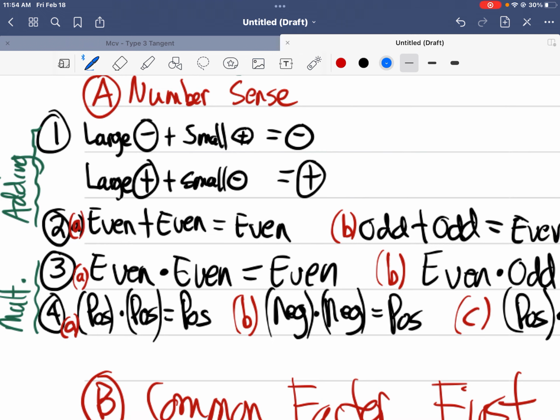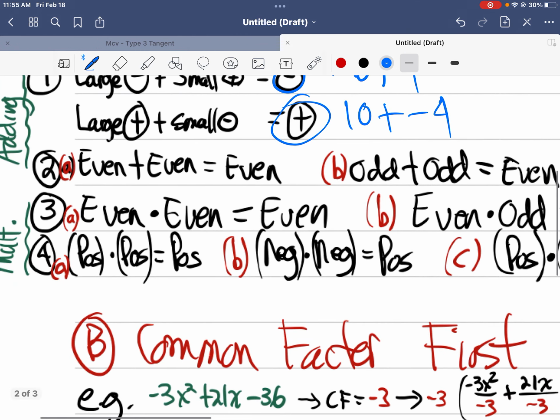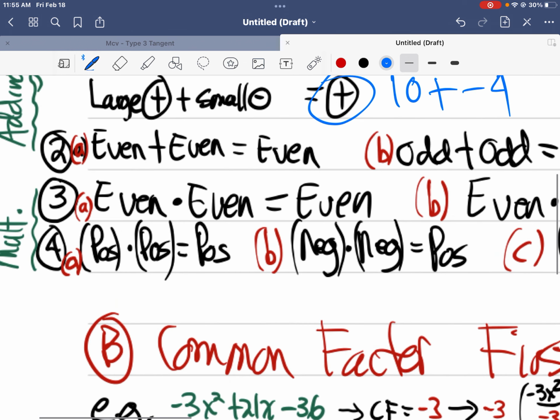What happens when you have a large negative plus a small positive? Say negative 10 plus 4. Well, your answer is always going to be negative, right? Because the negative is bigger in absolute value compared to the 4. What about a large positive, 10 plus a small negative, negative 4? It's going to be a positive, because the absolute size of the 10 is much bigger than the 4 that's negative.